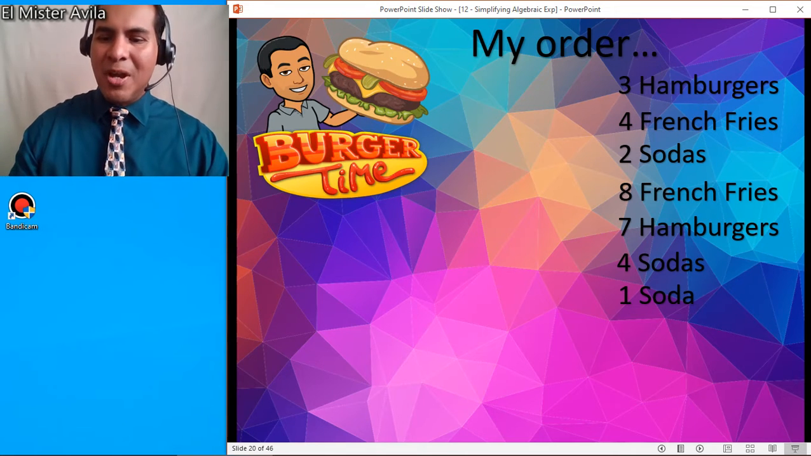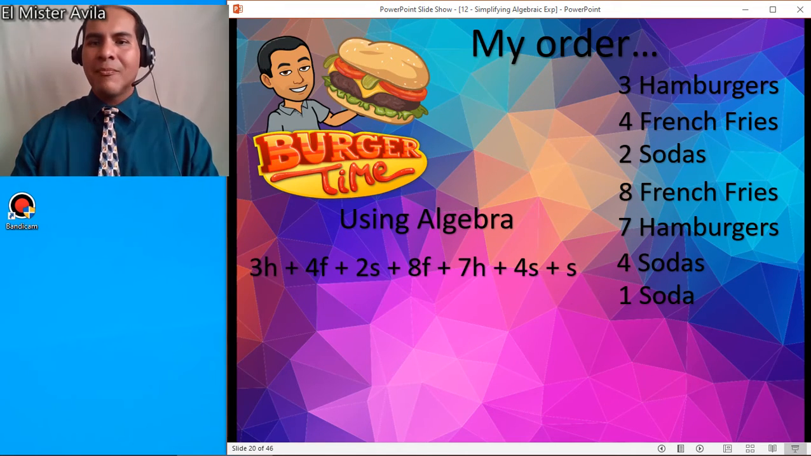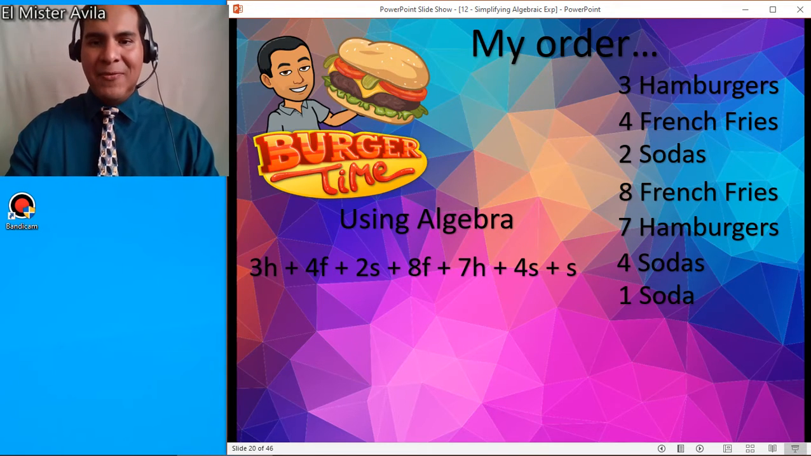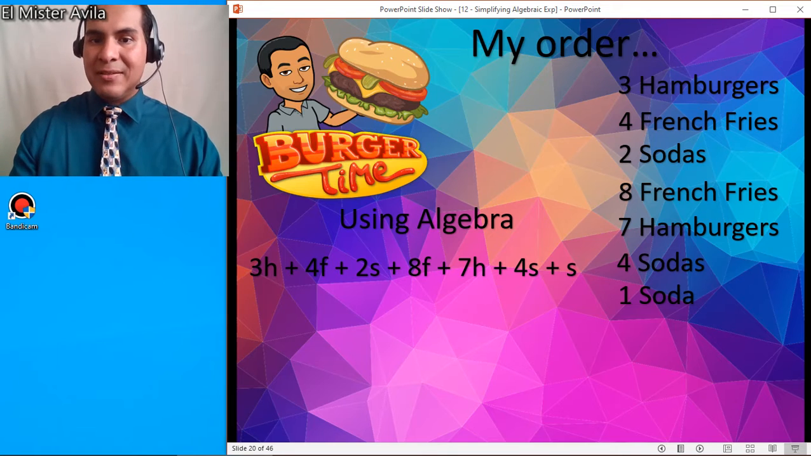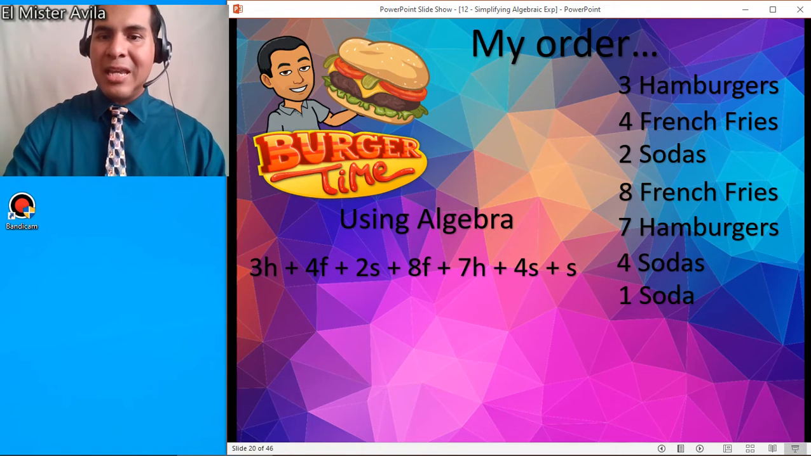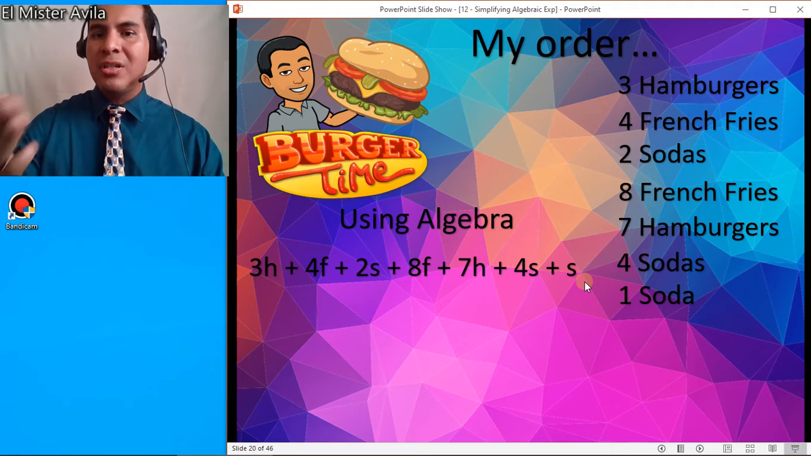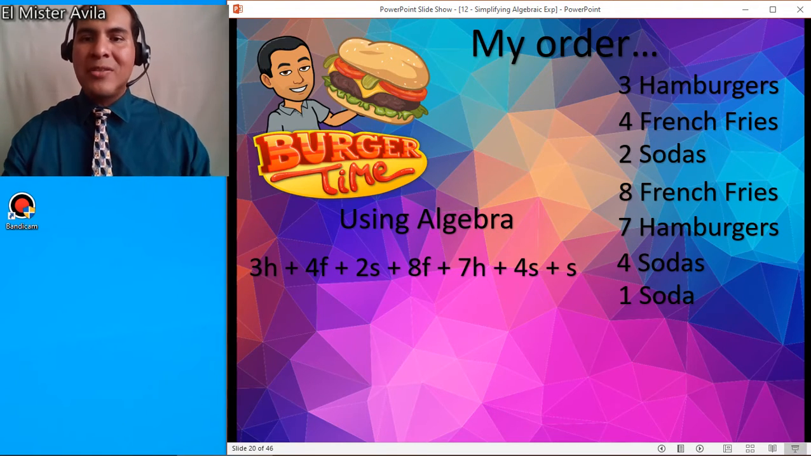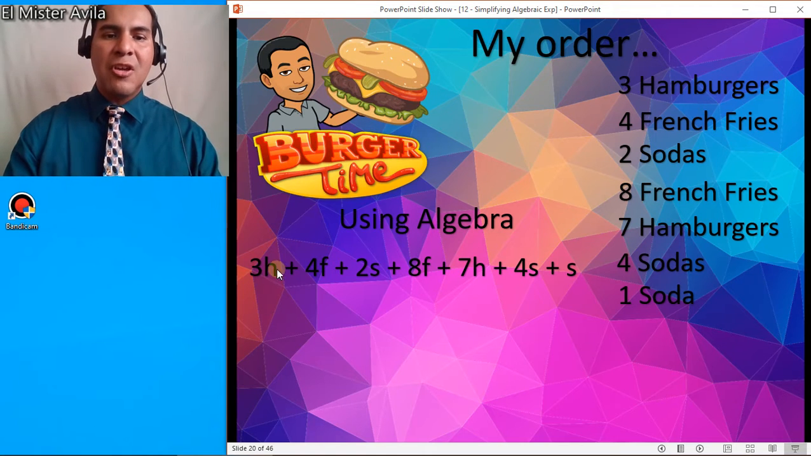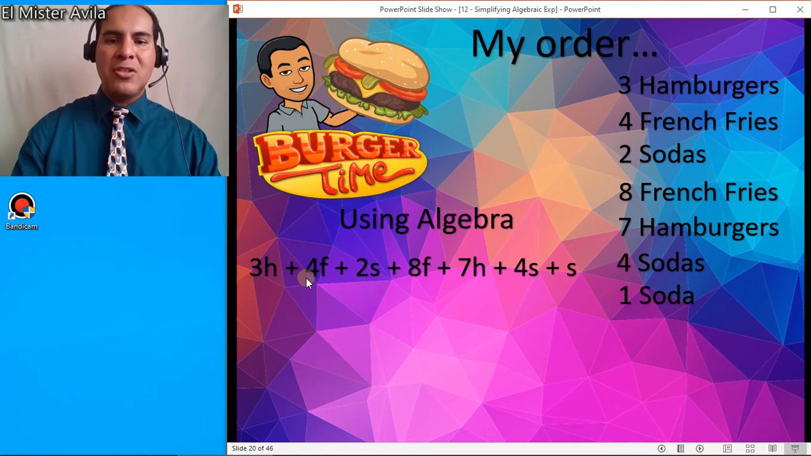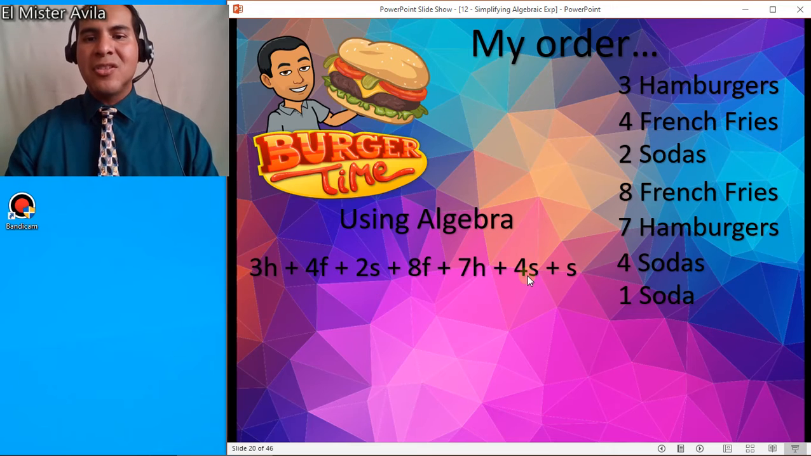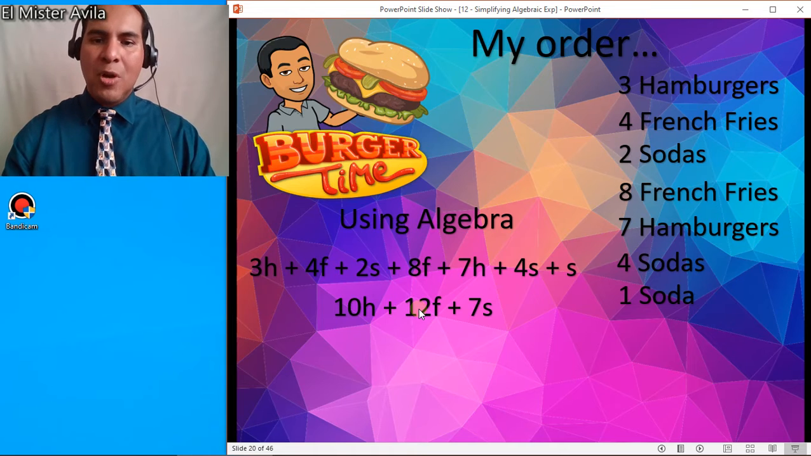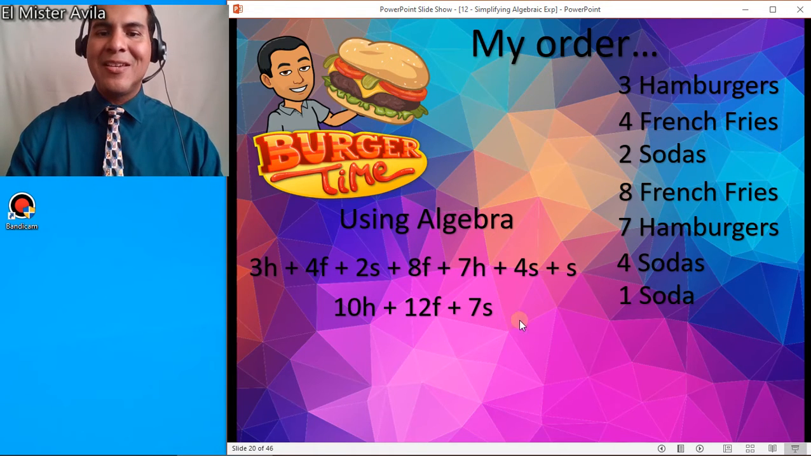Now, using algebra, the order could be written this way. 3h plus 4f plus 2s plus 8f plus 7h plus 4s plus 1s. Notice at the end, I didn't write the 1 in front of the s. It is understood to be 1s. When we simplify, we combine the ones that represent the same food. So the hamburgers get added with the hamburgers, the French fries with the French fries, and the sodas with the sodas. Combining those, we get 10 hamburgers plus 12 French fries plus 7 sodas.